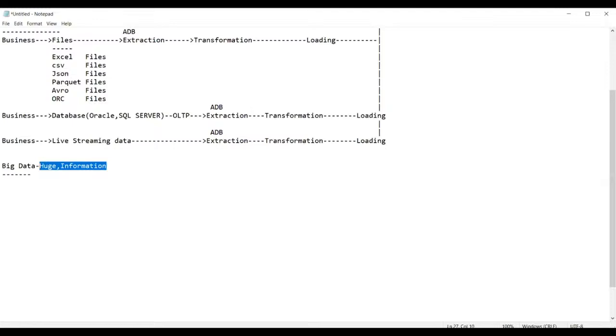Huge information or massive information is called big data. Where you have a massive amount of information is called big data. Ultimately, we get the big data from all these businesses only. But what are the sources? Let us see that.